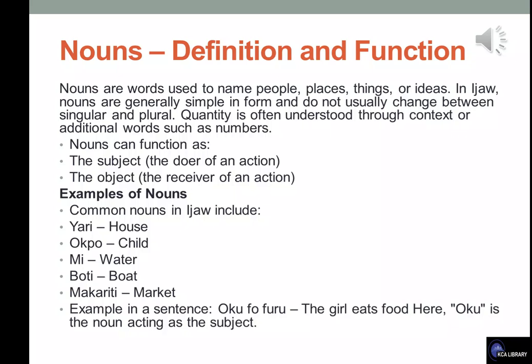Examples of nouns in Ijaw include Yori, house; Okpo, child; Mi, water; Boti, boat; Mokoriti, market. For example, in the sentence Oku efo furo, the girl eats food, the word Oku functions as the noun and serves as the subject of the sentence.